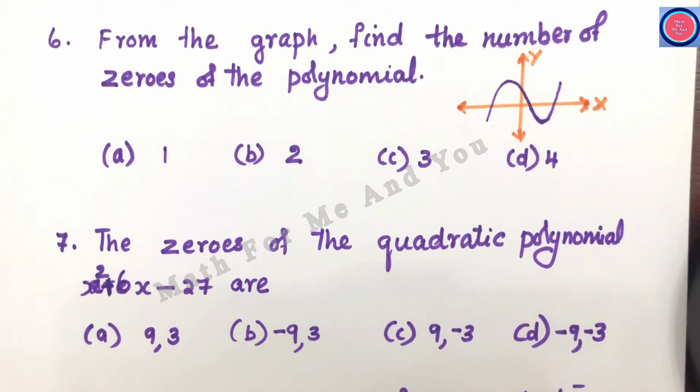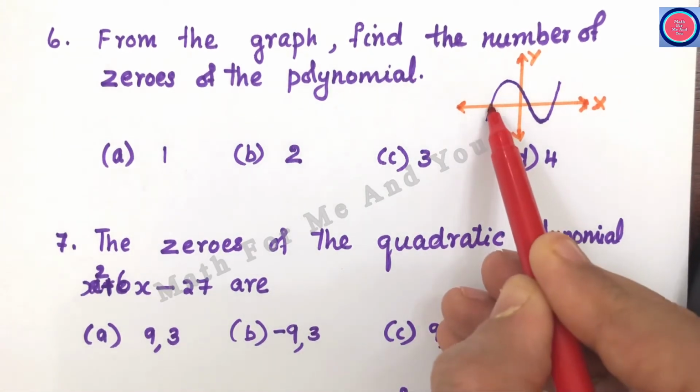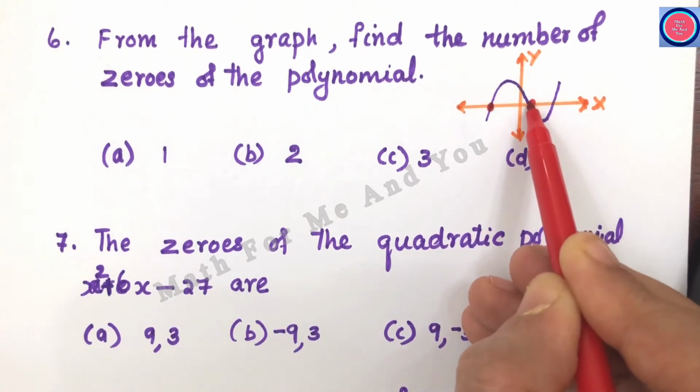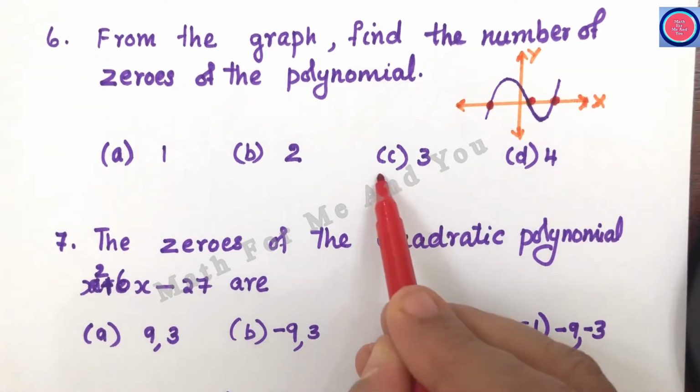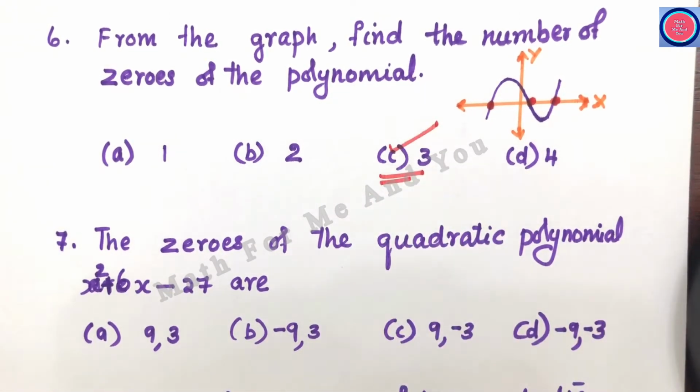Question 6. From the graph, find the number of zeros of the polynomial. To find the number of zeros, we only have to look at how many intersections there are between the x-axis and the graph. 1, 2, and 3 intersections with the graph and x-axis. So what is the number of zeros? It is option C, 3.